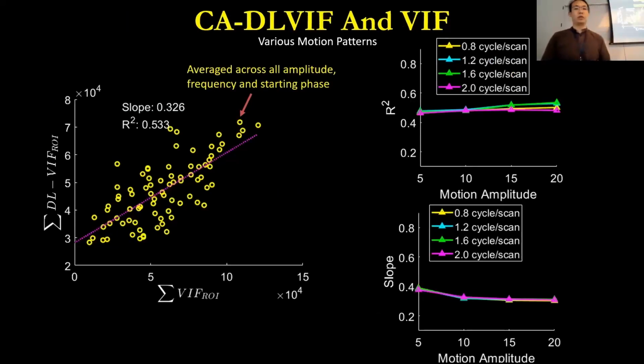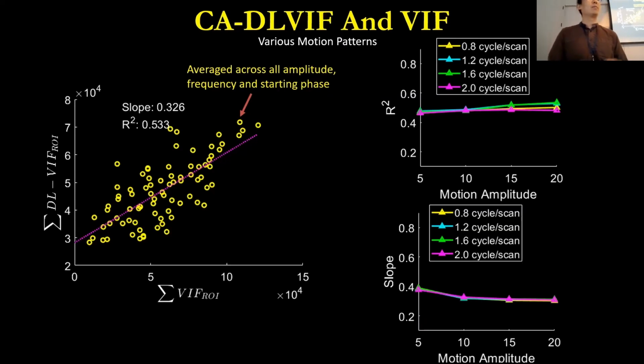Here our results are related to different motion patterns. On the left, we have the aggregated results from all the testing cases, averaged across all the amplitudes, frequencies, and phase shifts. The x-axis is the true VF, a sum of true VF within individual RIs, and the y-axis is the sum of DLVF map in the corresponding RIs. As you can see here, they have a decent correlation.